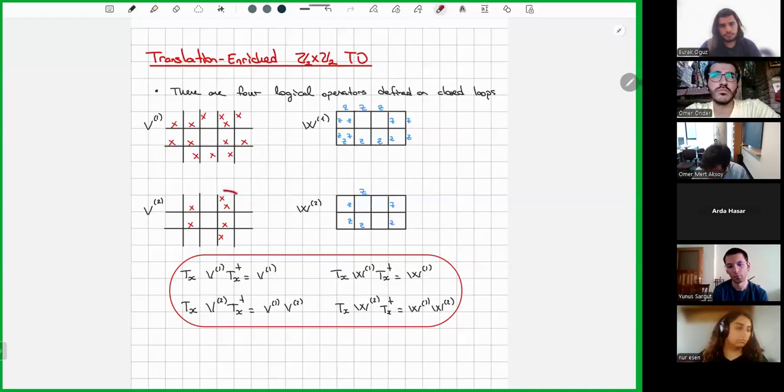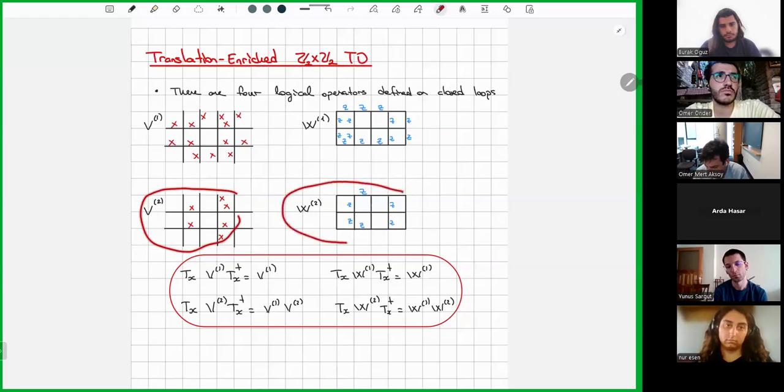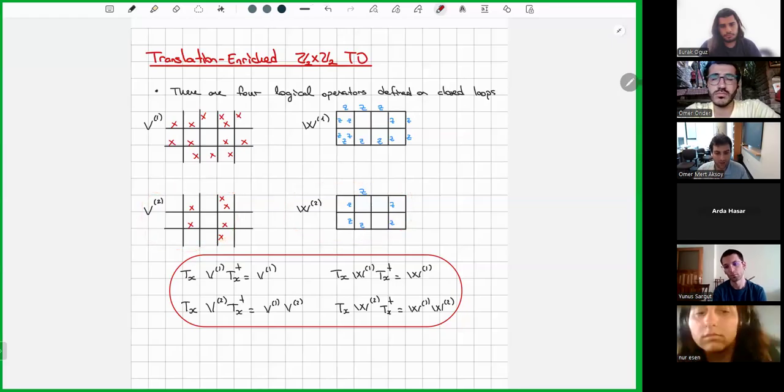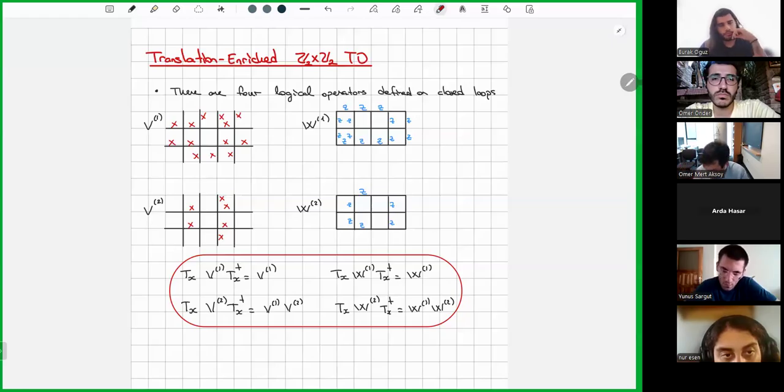But V2 and W2 are slightly different. If you act with the translation operator on that one, you don't get the same operator shifted by one because there is a notion of evenness and oddness. For instance, look at this V2 operator. It has x's on only either even or odd links in the x direction, only one of the directions. Therefore, when I shift it by one site, I need to multiply by V1 to correct it. So the translation is a non-trivial action on these loop operators.